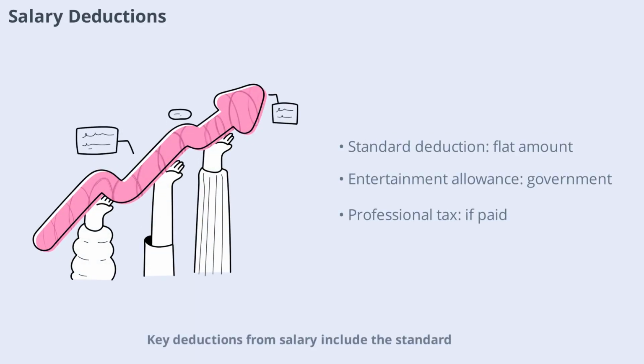Key deductions from salary include the standard deduction, a flat amount for all employees, entertainment allowance for government employees, and professional tax, if paid by the employee. These deductions reduce the taxable salary, making it important to claim them correctly during computation.